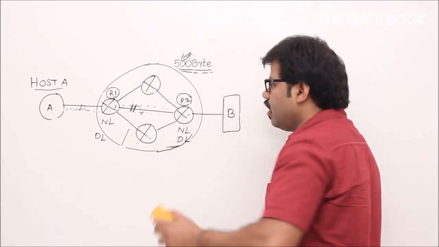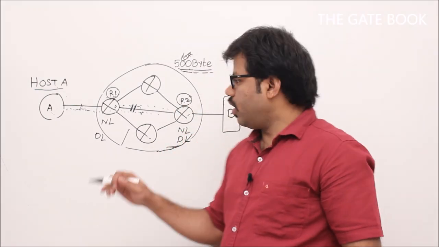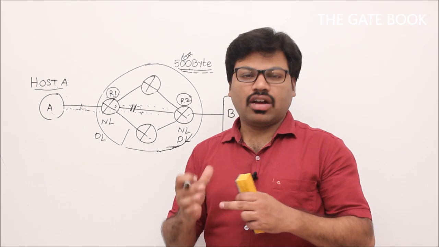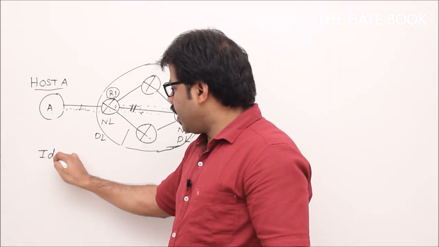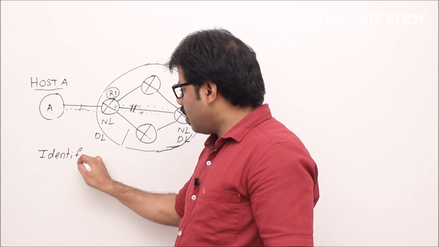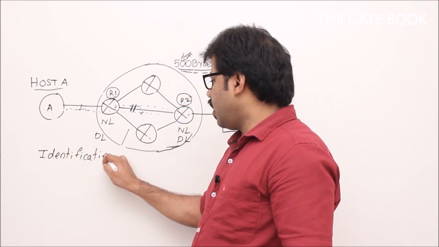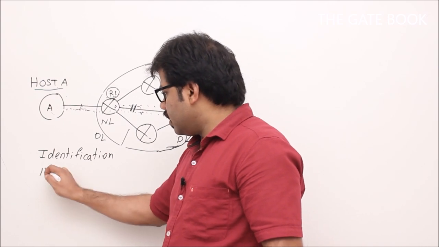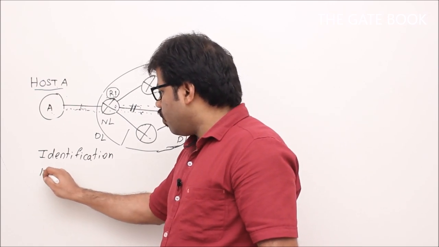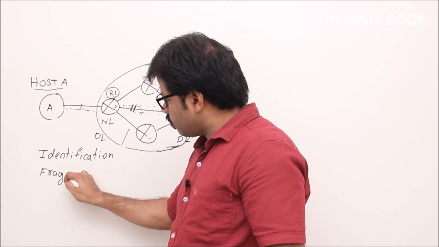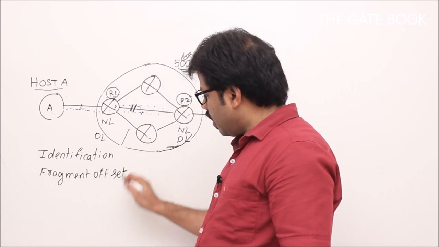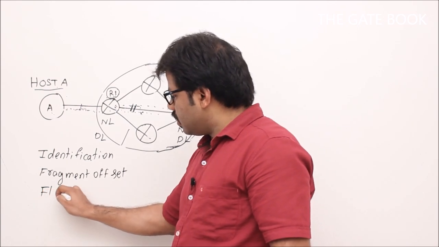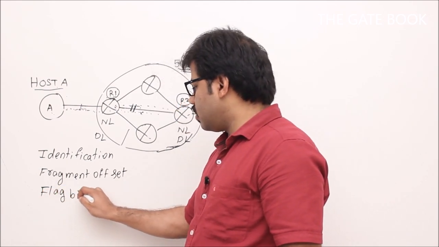Okay, that is one thing. Now we'll see clearly how this fragmentation will be done. For safe fragmentation, because there will be a lot of problems if you don't do it properly, we are going to use the identification number. We'll see one by one: identification bits, the fragment offset, and flag bits. We are going to use all these things.